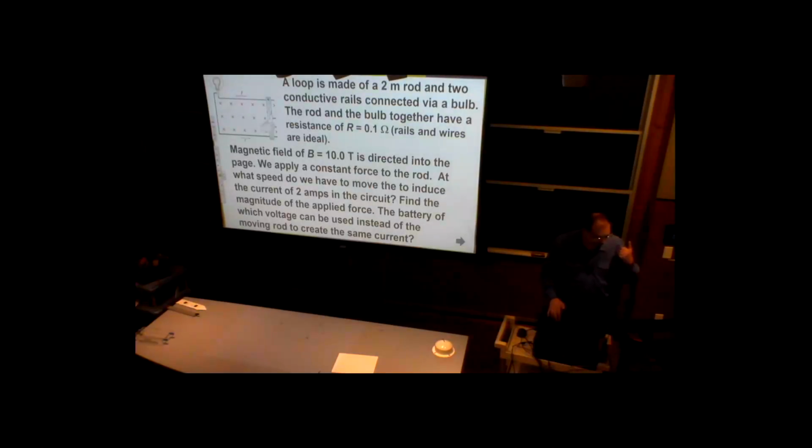Problem. A loop is made of a 2-meter-long rod, conductive rails of wires, a bulb, and we know the total resistance. And there's magnetic field, and we start moving the rod by applying the force. Our hand moves the rod. And many different questions. But basically, find everything. Yeah, that's what we say.